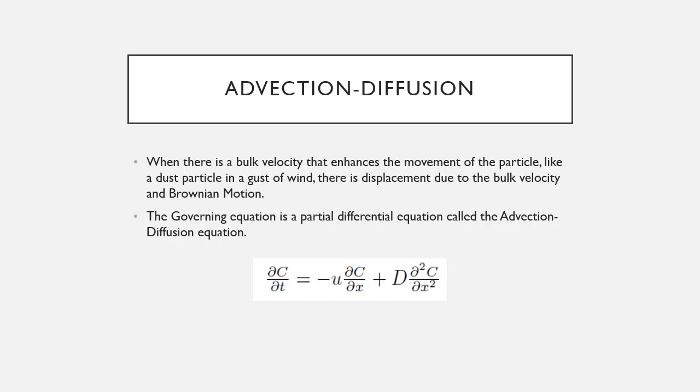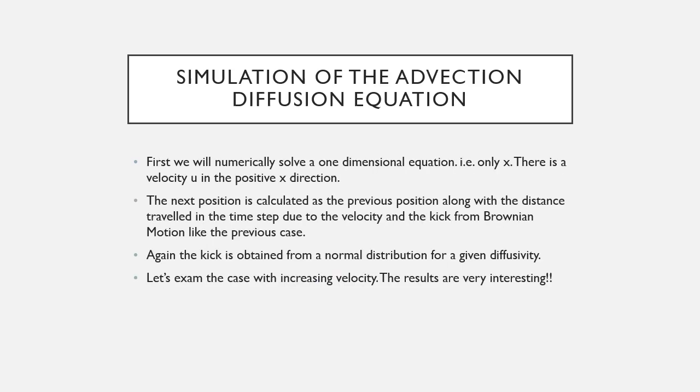So now we talk about advection diffusion. Advection diffusion is when there is a bulk velocity apart from the Fick's law of diffusion. So if you put velocity equal to zero, you will get back the original Fick's law of diffusion. But when you do have a velocity, how is the behavior of these particles? To solve this, what I've done is I have first taken the position of the particle at any given time.